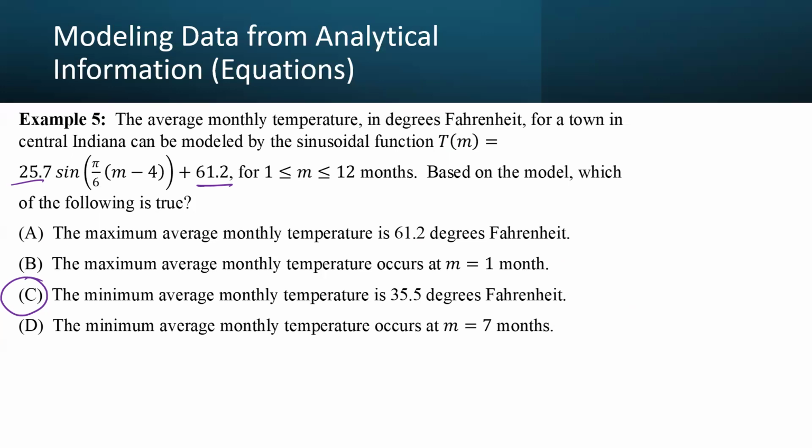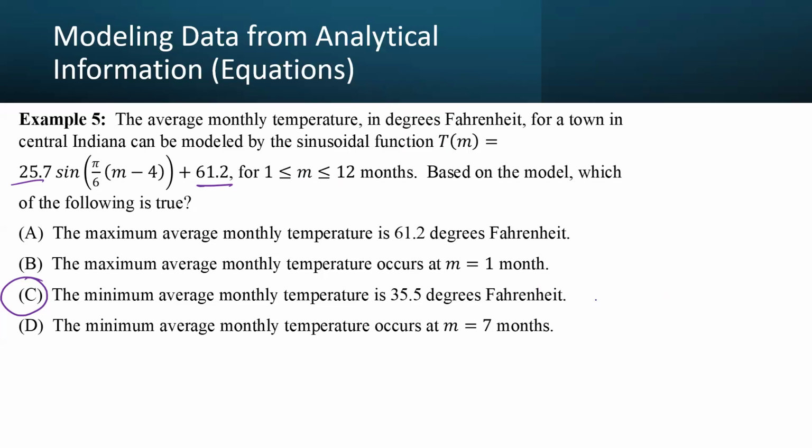If we put that for M, letter C. No, it's just asking based on this model, what is true? What can you assume about the graph? So what number you put in for M? The number of months. M would be like if you were on a month. So like if you're on January, then you would plug in 1, and that would be the average. If you were on 12, that means you're in December, you plug it in and evaluate. But it says minimum average monthly temperature is 35.5.